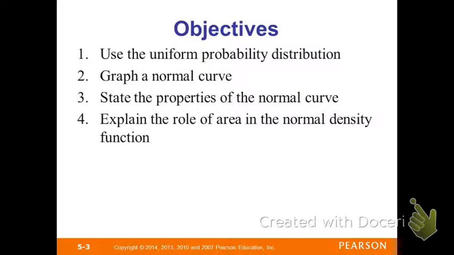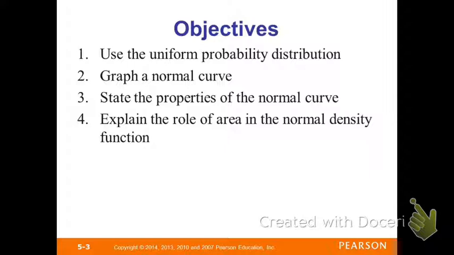And we're going to look at these objectives. We're going to use the uniform probability distribution. Now, uniform probability distribution is not normal. Okay, uniform probability means every possible outcome has the same probability. That's not a normal curve, but anyway, we'll talk about what that is. Graph a normal curve, state the properties of the normal curve, and explain the role of area in the normal density function. Okay, so let's move on.